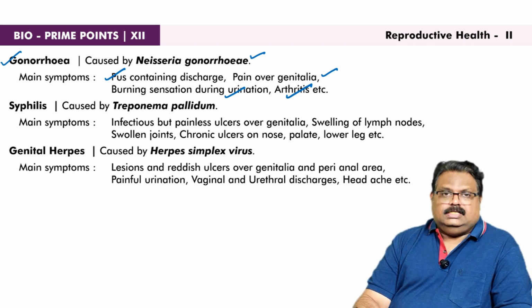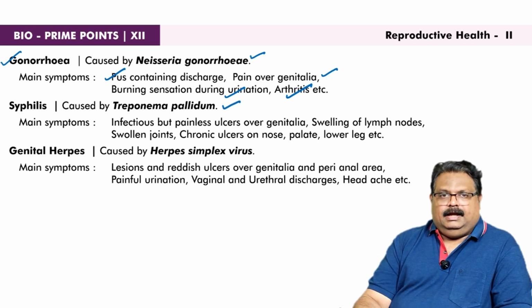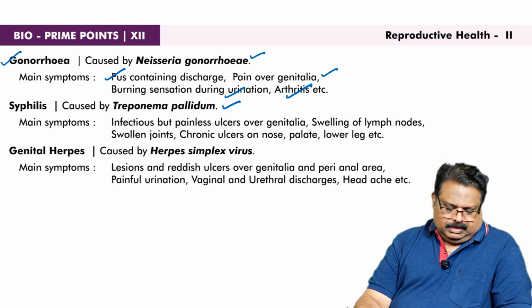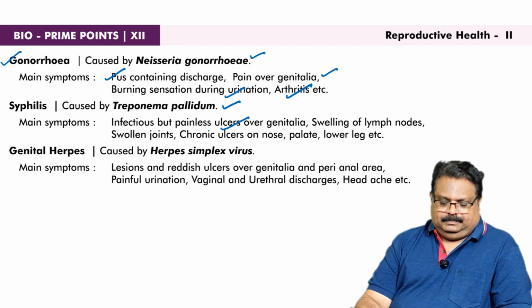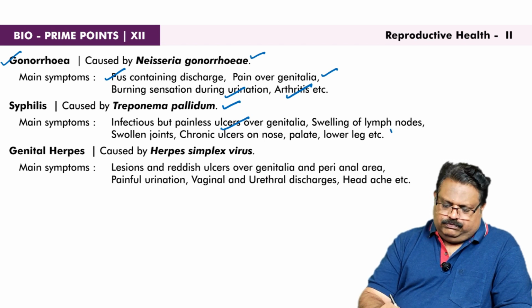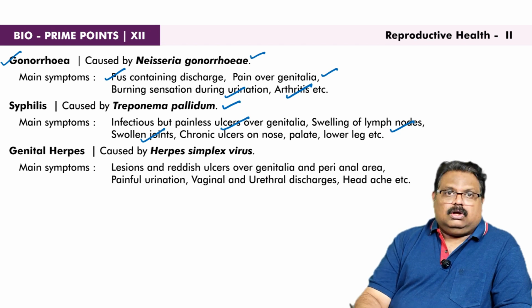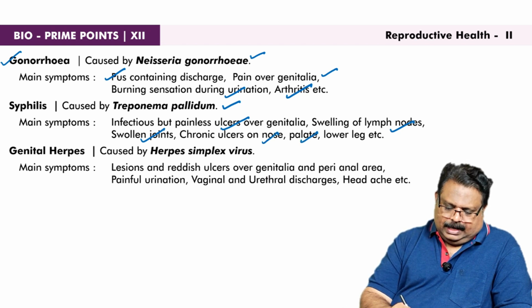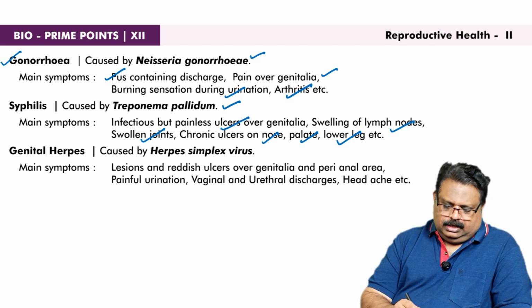The second STD is syphilis. It's also a bacterial disease caused by a bacterium called Treponema pallidum. Here the main symptoms include infectious or painless ulcers over genitalia, swelling of lymph nodes, swollen joints, chronic ulcers on nose, palate, and lower legs. The ulcers are already mentioned. Ulcers are on the genital parts. In addition to that, the nose, palate, and the lower leg ulcers are produced.